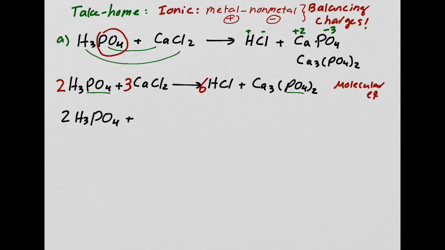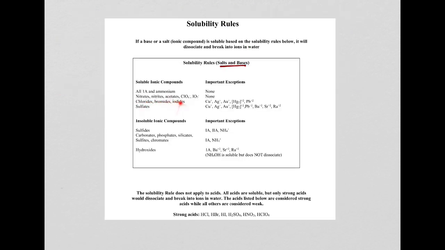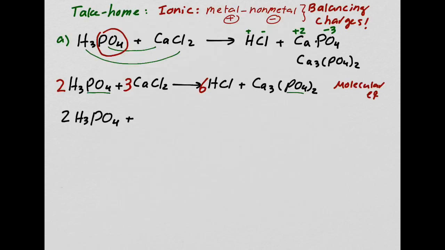All right? Calcium chloride, is that going to break up or stay together? It's going to break up because here is the rule for chloride, bromide, iodide: soluble, except next to one of these. Calcium is not included in that list, so it's going to break up. Now, when it breaks up, I have 3 calcium and 6 Cl.